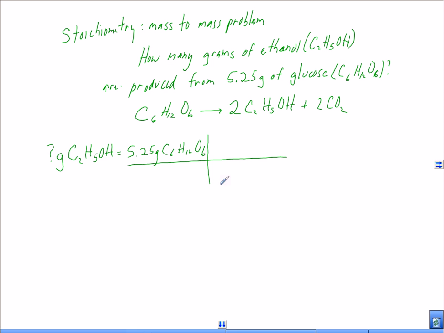And it would be nice if I could just go directly from grams of glucose to grams of ethanol. But I'm not going to be able to do that because we cannot convert from grams of one thing to grams of another because they're not equivalent. What is the only thing we can use to convert from one substance to another in stoichiometry? Well, we can use the mole ratios. And even though there's not a 1 here, I can write a 1. It's an understood 1.